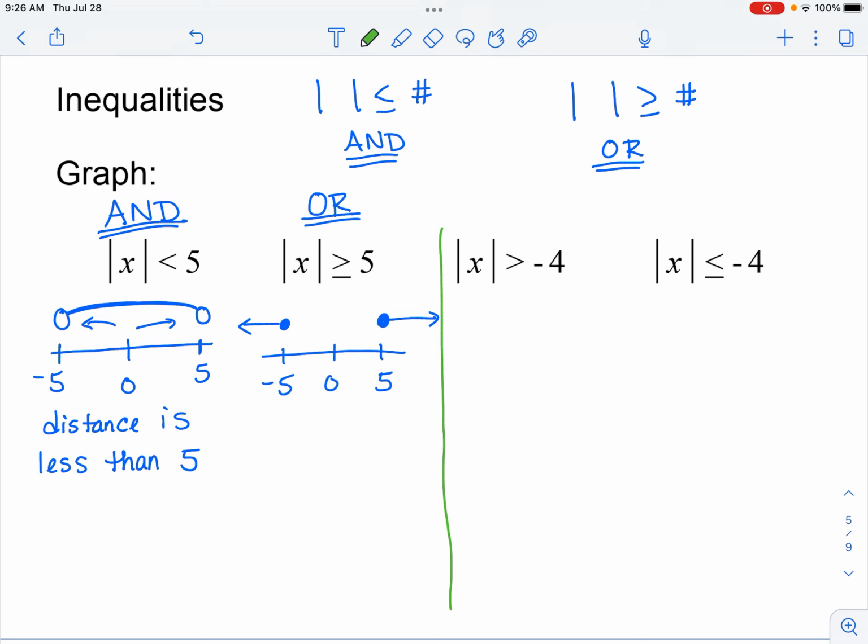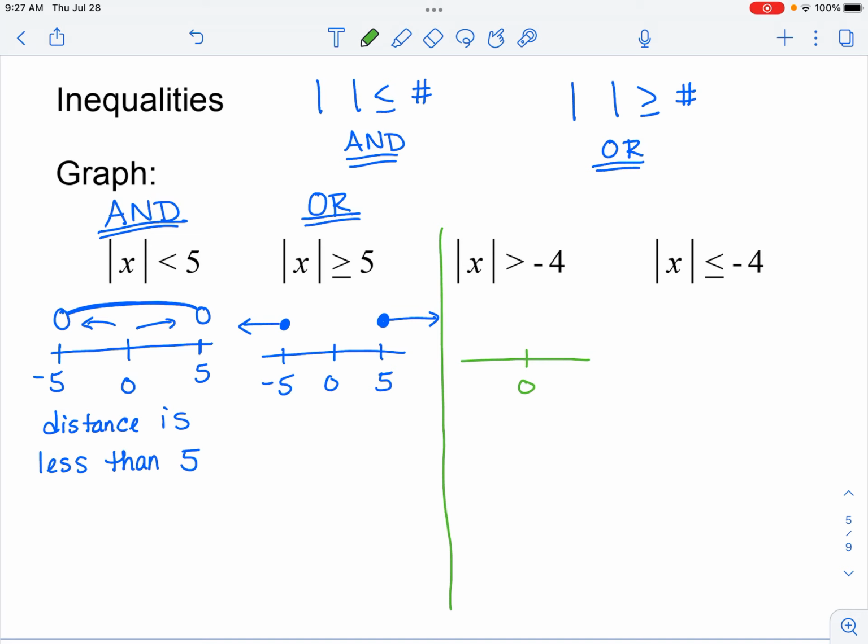If I take a look at the absolute value is greater than negative 4, even just in terms of a number line, well, if I go from, say, 0 to 1, that distance is 1. 1 is bigger than negative 4. If I go from 0 to 2, the distance would be 2, and that's bigger than negative 4. If I go 0 to negative 100, that distance is 100, which is definitely more than negative 4.